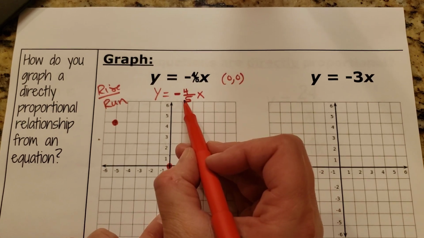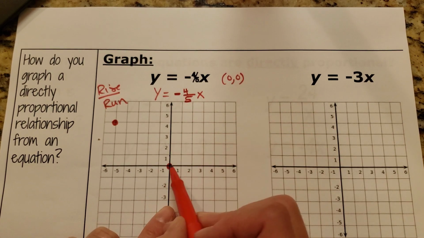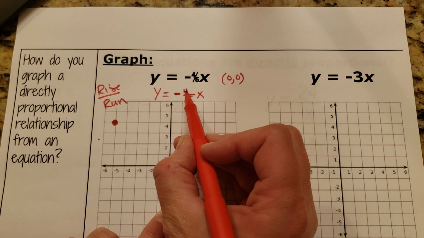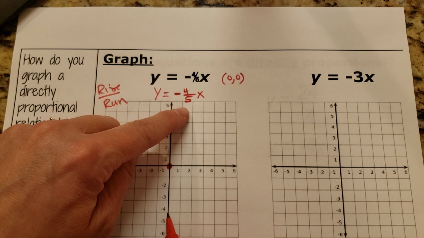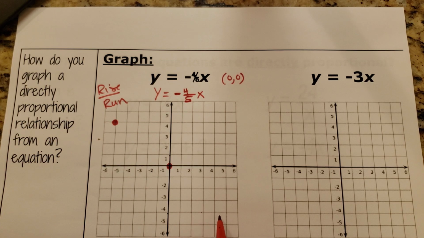Another way to look at this is instead of rising, we can fall 4. So our vertical change could be falling 4, but then we'd have to run to the right. 1, 2, 3, 4, 5, and we could have a point there.